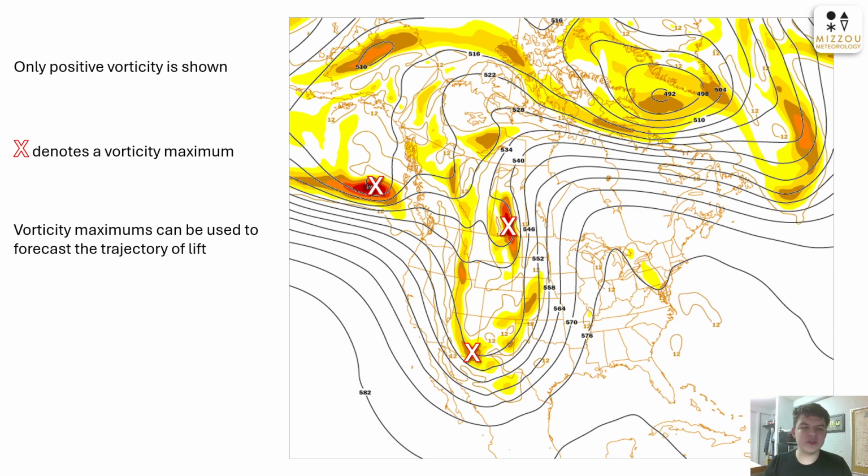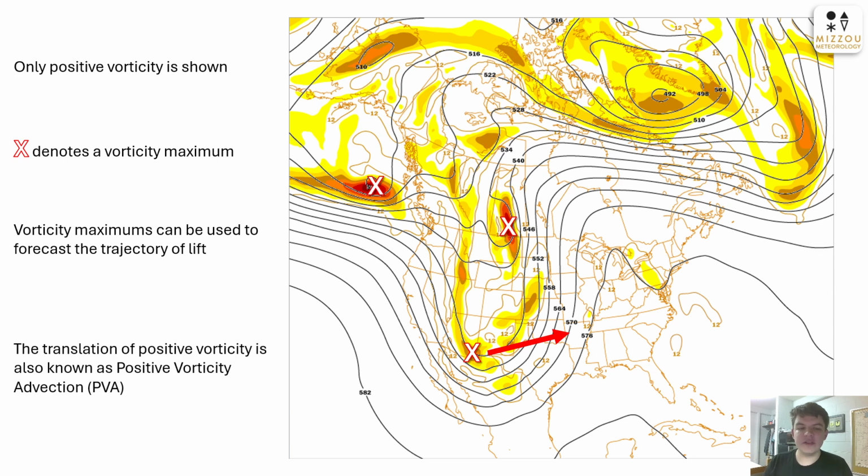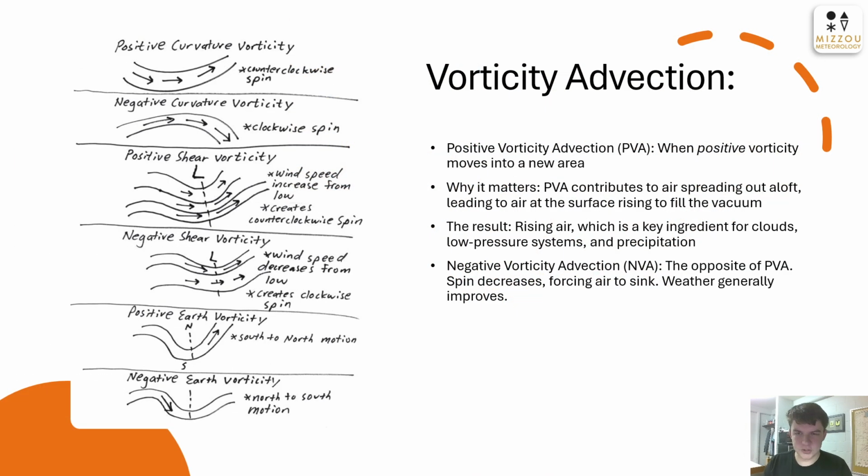Vorticity maximums can be used to forecast the trajectory of lift as well. If you see that the base of a trough and its associated vorticity maximum are moving into the Midwest, for example, you can bet that there's going to be lift in the Midwest. We call this positive vorticity advection. All it means is that we have positive vorticity moving horizontally. Advection is just a fancy way of saying horizontal motion. So the translation of positive vorticity into another area is also known as positive vorticity advection.